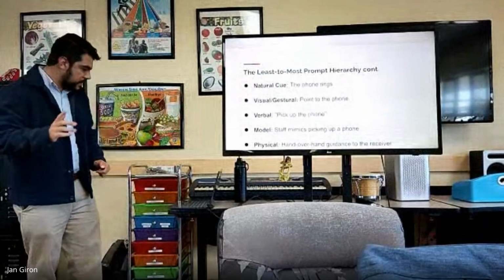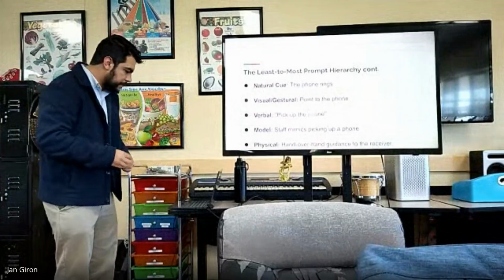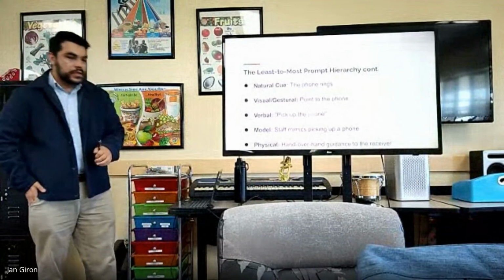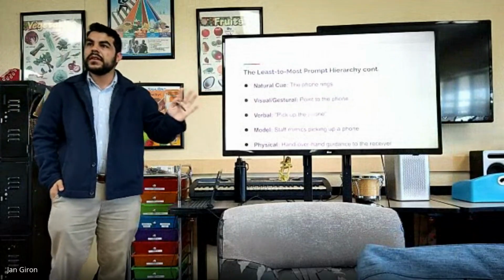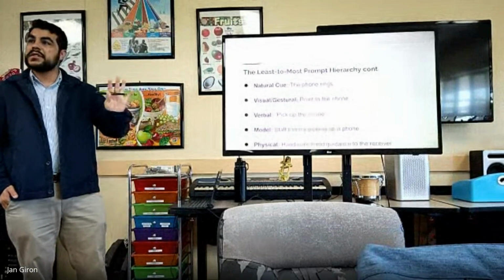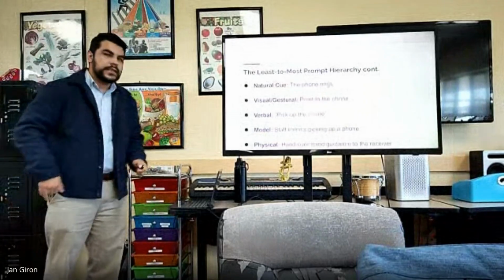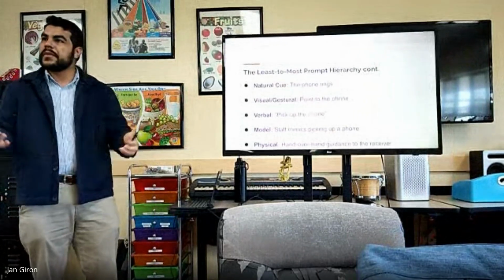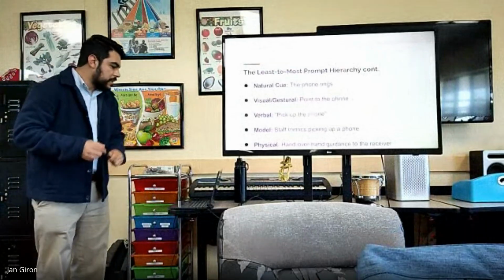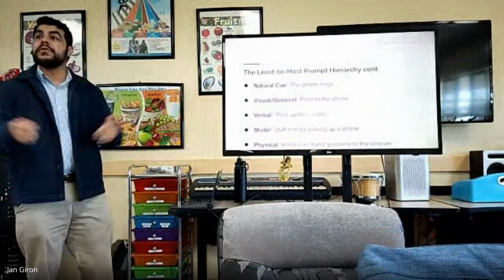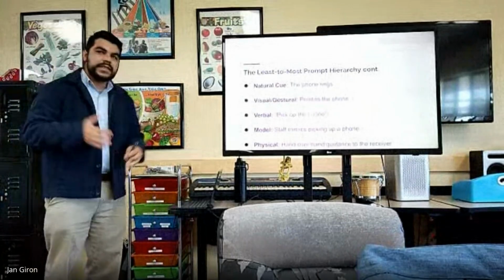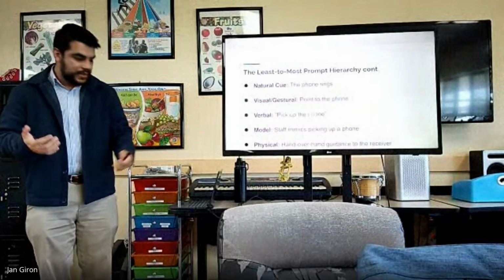I don't think I included this example, but the next example is on there. So we will start off with letting the individual respond to the natural cue. Let's say the skill is for them to be able to pick up the phone and answer it. So the natural cue would be the phone ring. But let's say they don't pick it up right away.